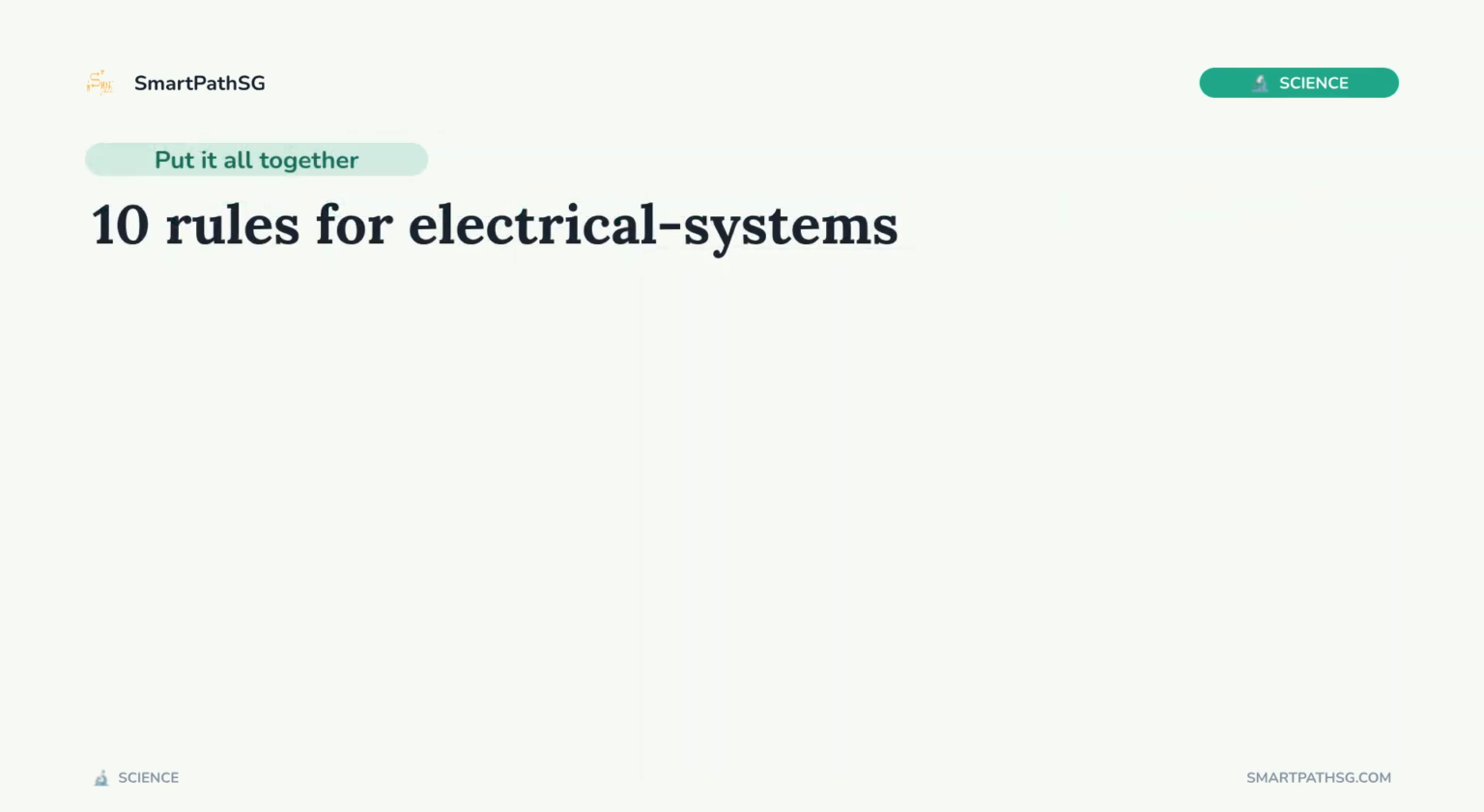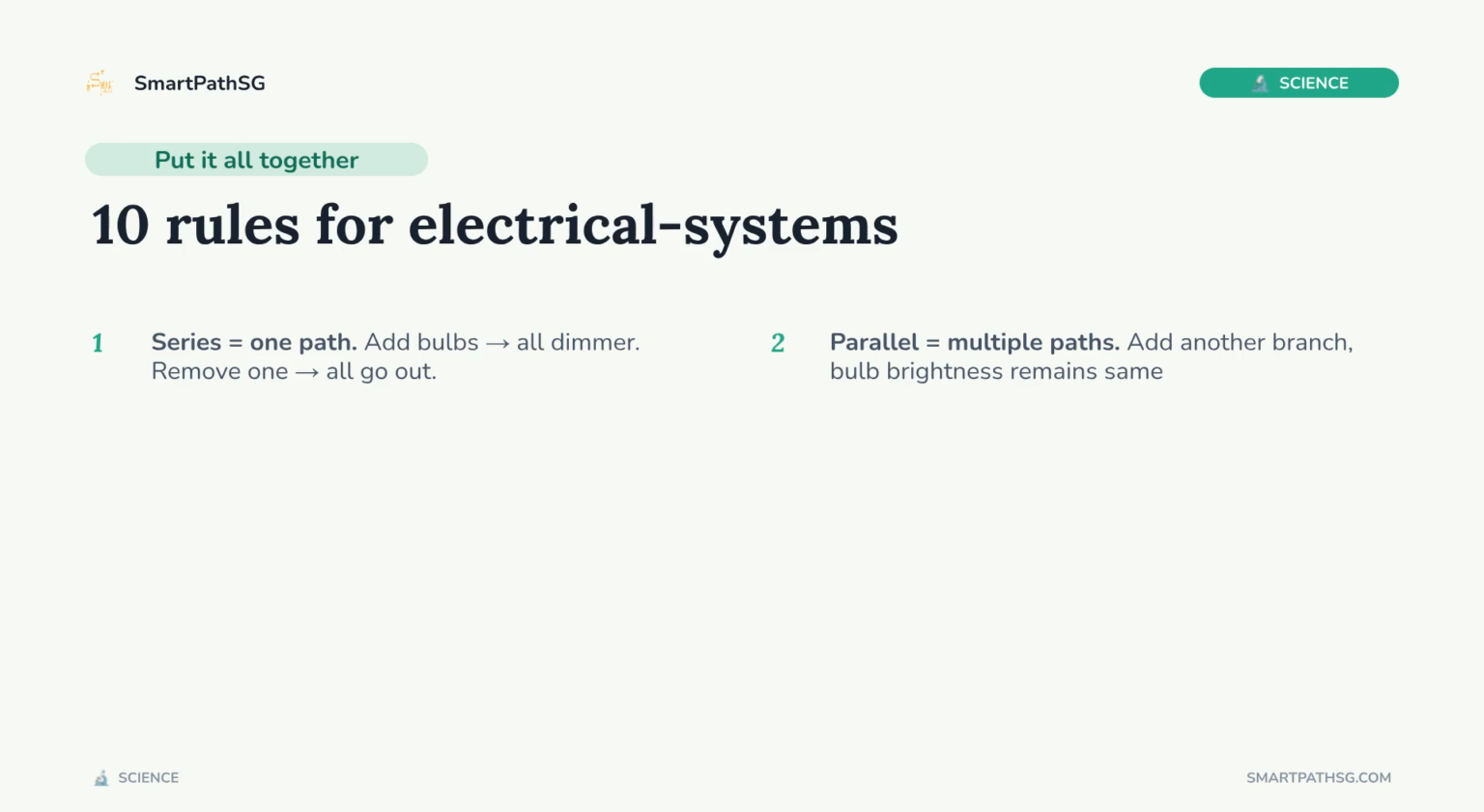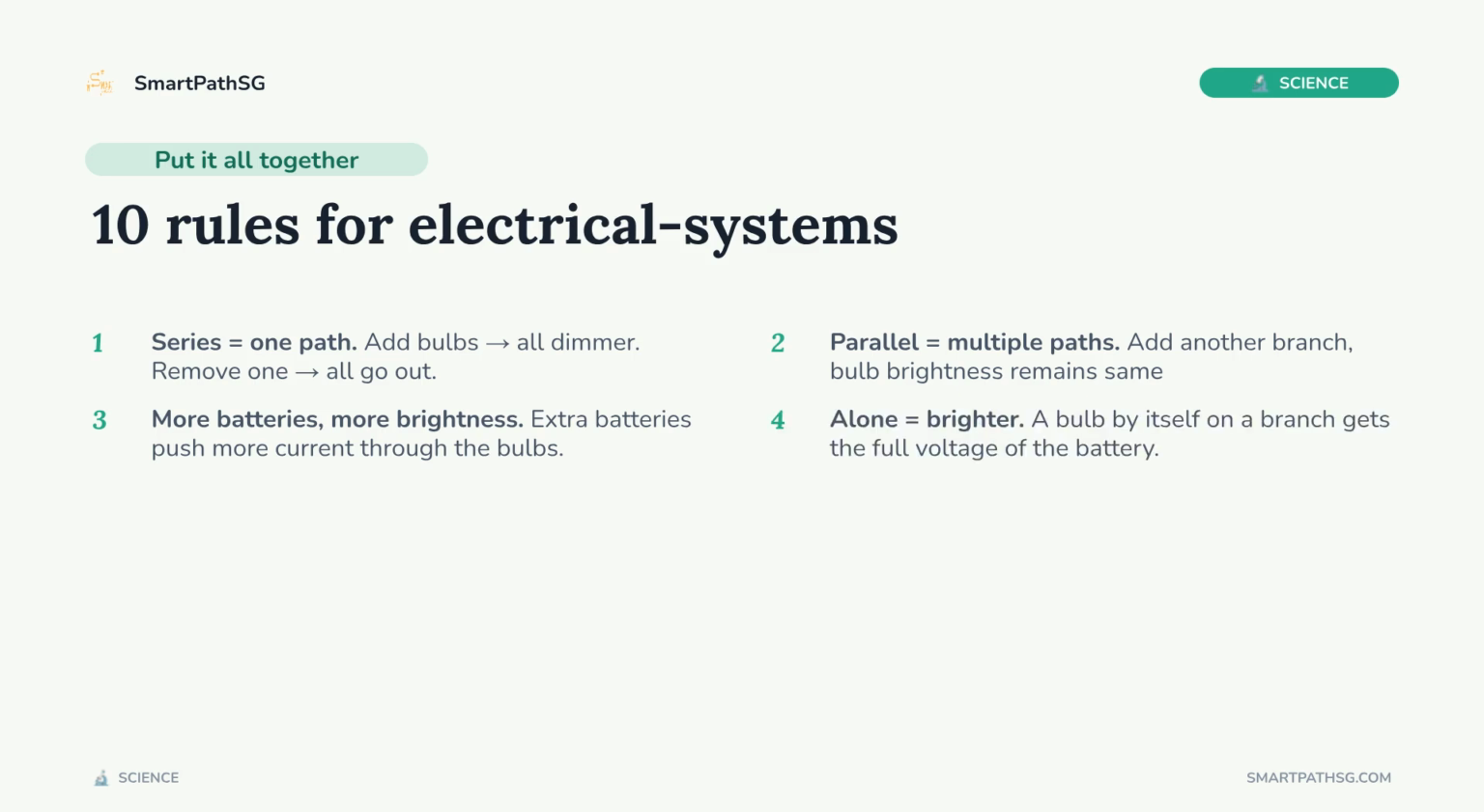Lastly, let's summarize today's learning in 10 rules. Series has one path. Adding bulbs makes all dimmer. One bulb fuses, all go out. Parallel has multiple branches. Adding another branch doesn't change existing bulb's brightness. More batteries, more brightness. Bulb on its own path is brighter.